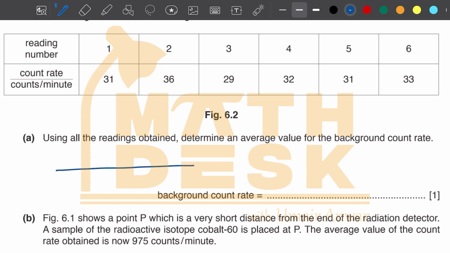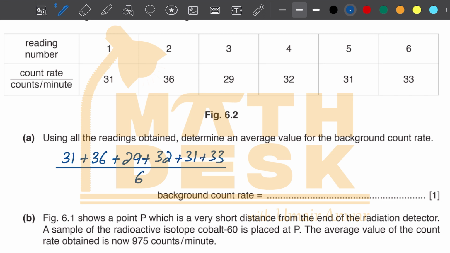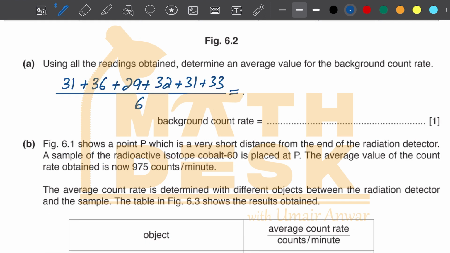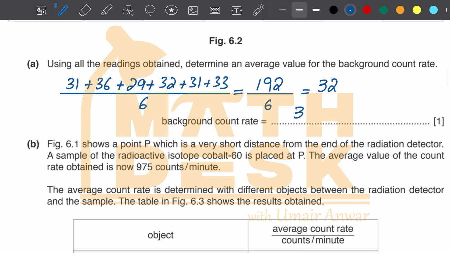Now to find the average, we have to add all the values here: 31 plus 36 plus 29 plus 32 plus 31 plus 33. So we are adding up 6 values. We would divide them by 6. So their sum comes out to be equal to 192 divided by 6. So it would be 32. The average count rate here, the background count rate, is 32 counts per minute.